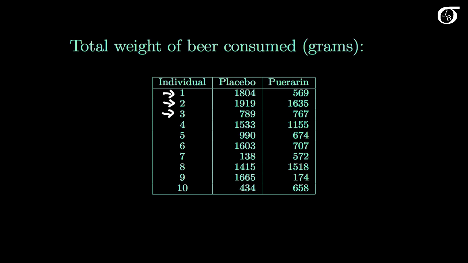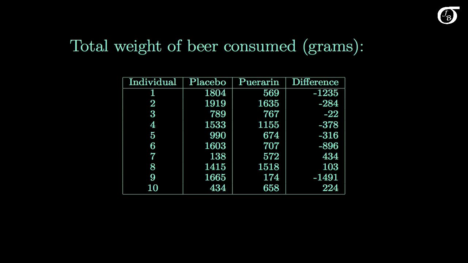To do so, we first take the differences within each pair. So on this first individual, I'm going to take the measurement for puerarin and subtract that of the placebo, and I would get minus 1,235 grams. I just as easily could have gone placebo minus puerarin. It doesn't really matter as long as we keep track so we can reach the appropriate conclusions in the end. This second individual, 1635 minus 1919, would be minus 284 grams. And we do the same thing all the way along. If we were to do this for every individual, we'd end up with these 10 differences.